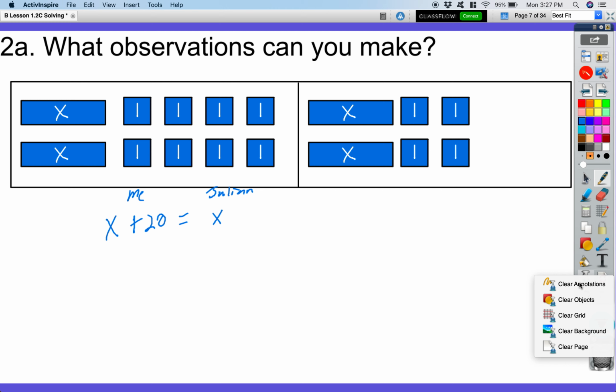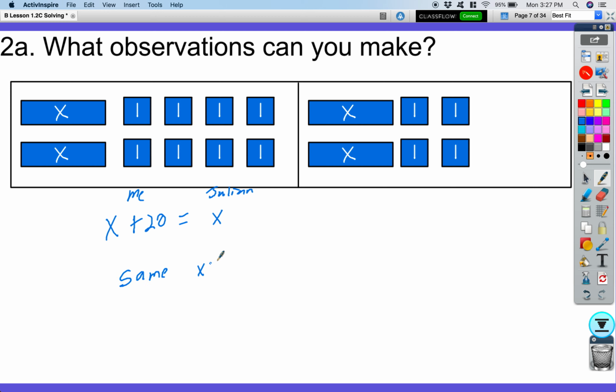So let's go ahead now and look at this. Go ahead and write this down for me. What do you observe? Well, we have the same amount of x's, same x's on both sides, but a different constant.